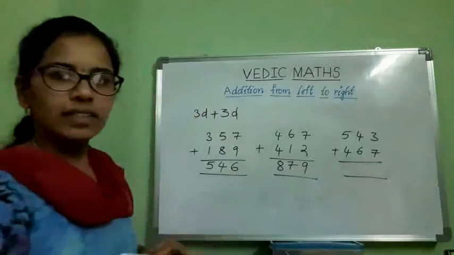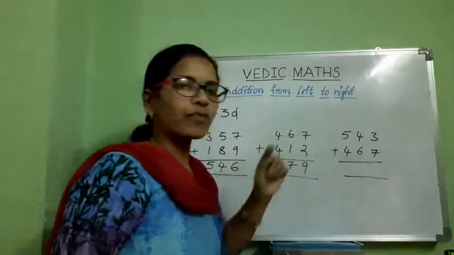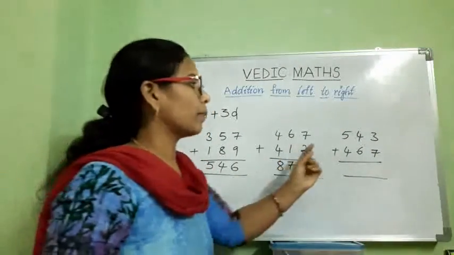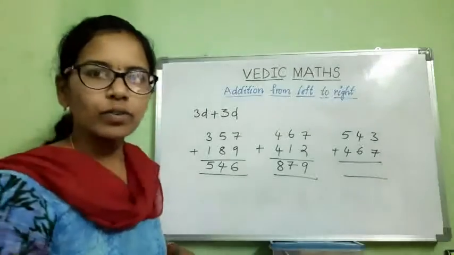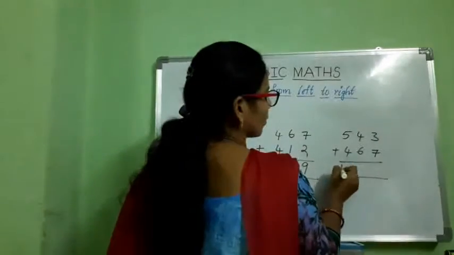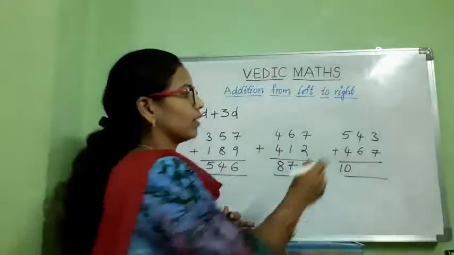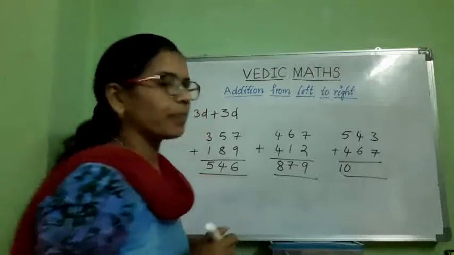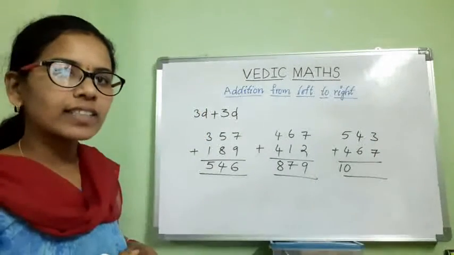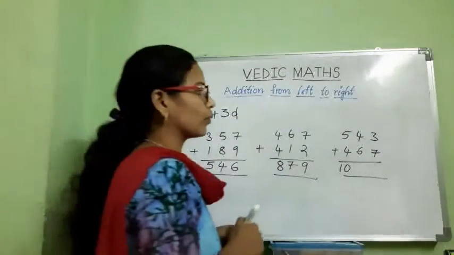Yes, see here. The sum of 5 and 4 is 9. But the next numbers are carry. So, 9 increases by 1. So, 9 becomes 10. Here, the end digit of 4 and 6 is 0.